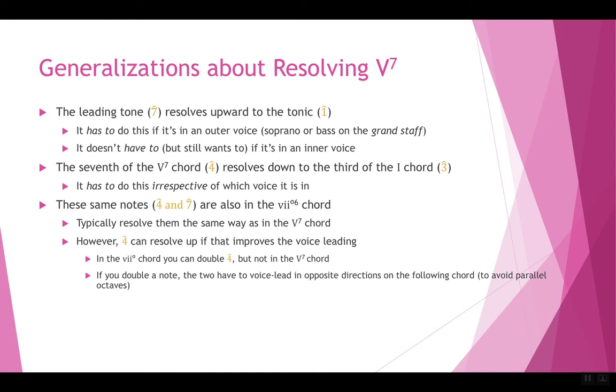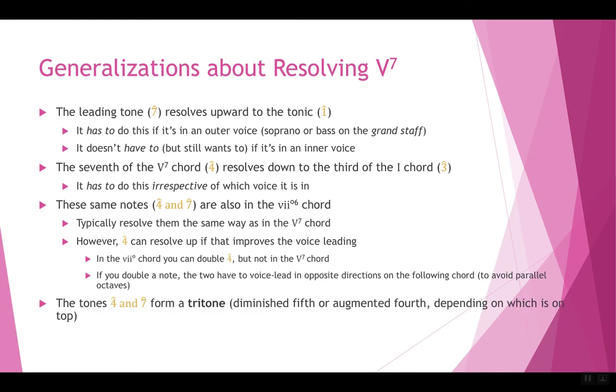And let me just go back for a second and say that the reason you don't double tendency tones, like you don't double the leading tone, is because the leading tone has to go up. So if you doubled the leading tone, if both leading tones went up, that would give you parallel octaves or parallel unisons. That's why you don't double the leading tone. And the same with the seventh of the chord. The seventh has to go down. So you don't double it because both sevenths would have to go down. That would give you parallel octaves.